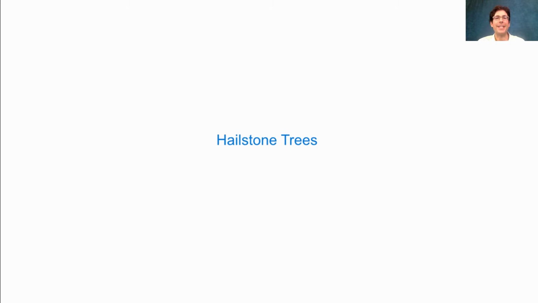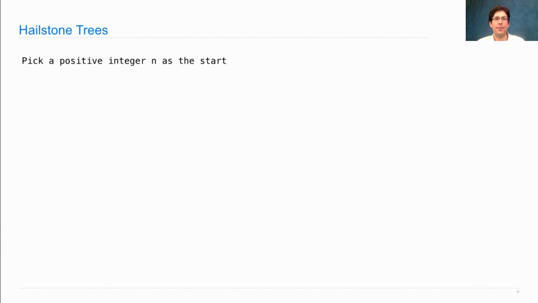We're going to return to an example from early in the course, the Hailstone sequence. But this time, we'll encode that sequence in a tree. So, let's remember the Hailstone sequence. You pick some positive integer n as the start.